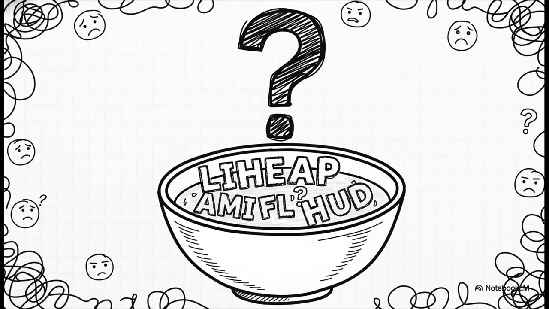And then you get this, the alphabet soup. LIHEAP, AMI, FPL, HUD. These acronyms are everywhere. But what on earth do they actually mean? The funny thing is these terms are supposed to make things more organized, but they often end up being the biggest roadblock for people who are just trying to get a little help.